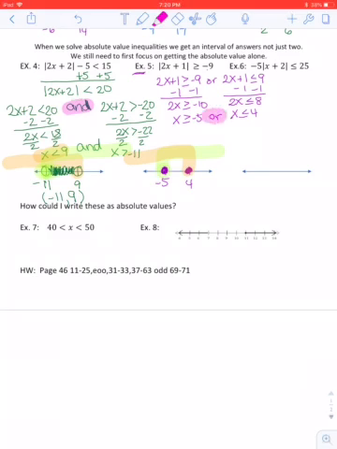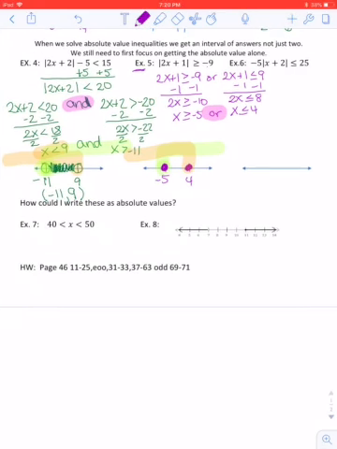Now "or" means we're going to take everything, not just the overlap. So if we look at our number line, we have everything over here and everything over here. So we are going to take the whole entire number line, and what our answer will be is all real numbers. Now, in interval notation, this would look like going from negative infinity, from the smallest infinity to the largest infinity, but we never actually get to infinity, so it's open at the ends.